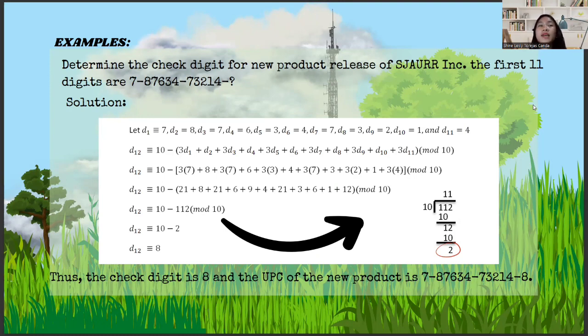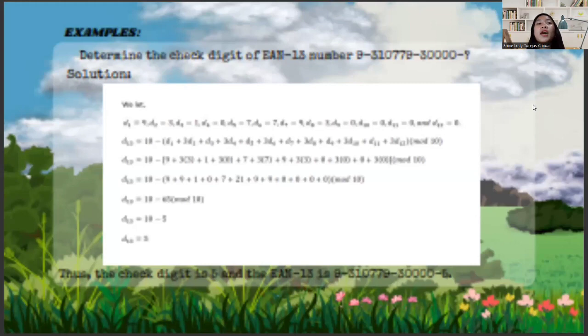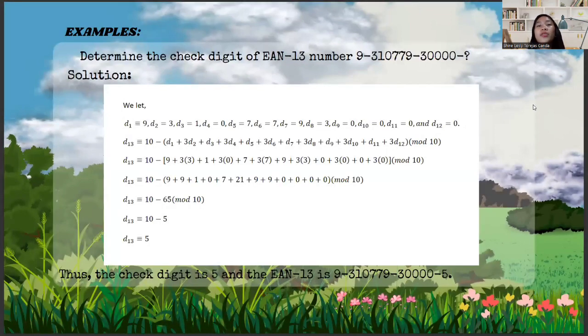As the first reporter mentioned, modulo is the remainder after dividing one number by another. So we divide 112 by 10 and pull out the remainder, which is 2. So D sub 12 is congruent to 10 minus 2, so D sub 12 is 8. Thus, the check digit is 8, and the UPC of the new product is 78763473214. Next example: determine the check digit of an EAN 13 number.